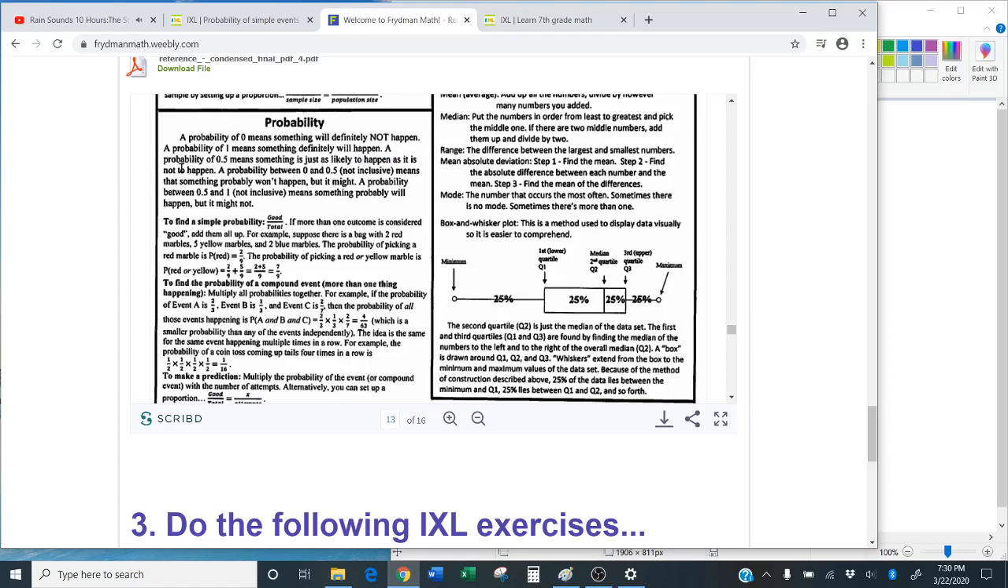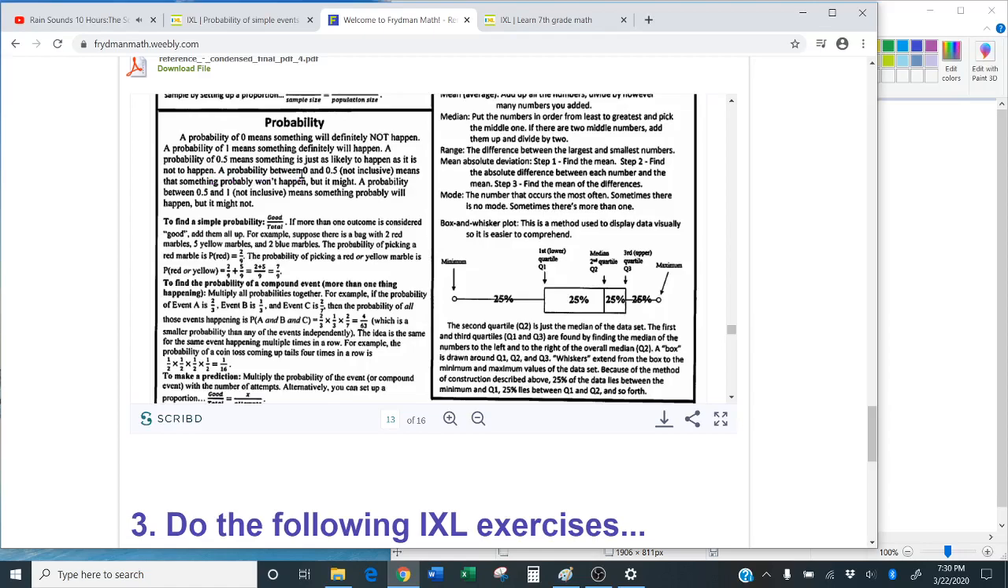A probability of 0.5, which as a percent would be 50%, means that it is just as likely to happen as it is not to happen. So think of flipping a coin. The probability that you get a heads is 50%. You might get a heads, you might get a tails with equal likelihood.